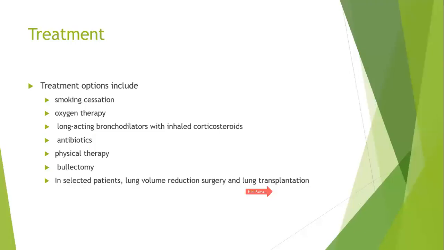Next slide. Okay. So how do you treat a patient with chronic bronchitis? The most important thing is prevention. So you have to advocate smoking cessation, oxygen therapy, bronchodilators, antibiotics, because I told you both emphysema and chronic bronchitis can be complicated by infection. Physical therapy to get rid of the secretions, especially in chronic bronchitis. If the patient has bulla in emphysema, then bullectomy can be done. And in select patients, they do lung transplant and lung volume reduction surgery.